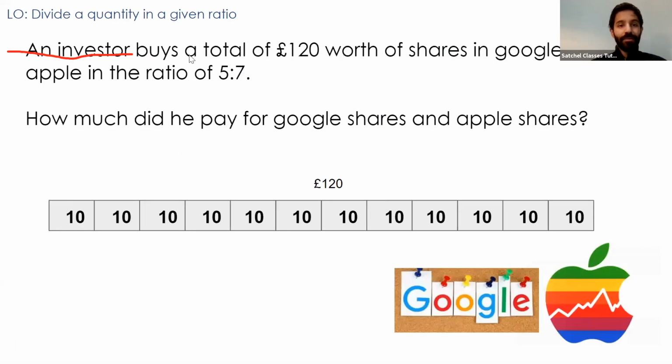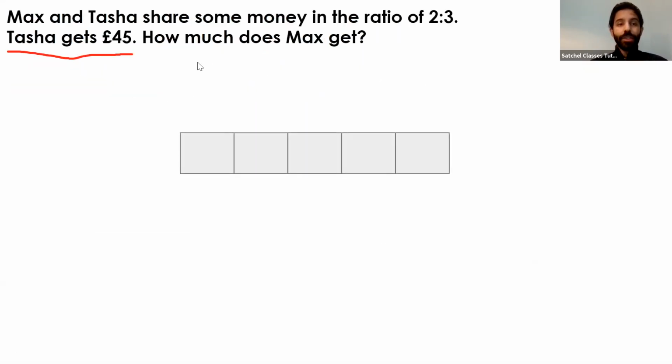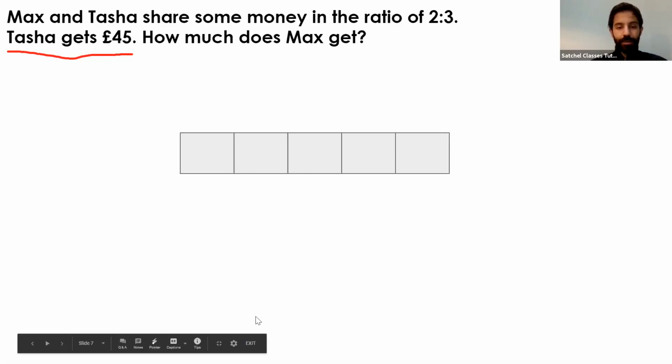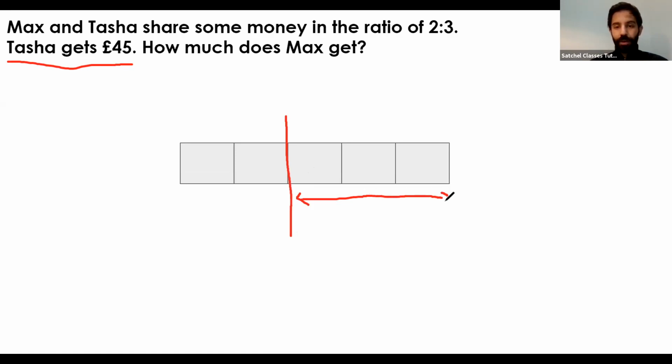So if we look here, it says an investor buys a total of £120, whereas in this example there is no talk of the total. We just know Tasha received £45, and in turn, Tasha also had 3 parts. So if I just draw a line here, these 3 parts will represent Tasha's share, and Tasha's share was £45. With this knowledge in mind, we can now work out what 1 part is.